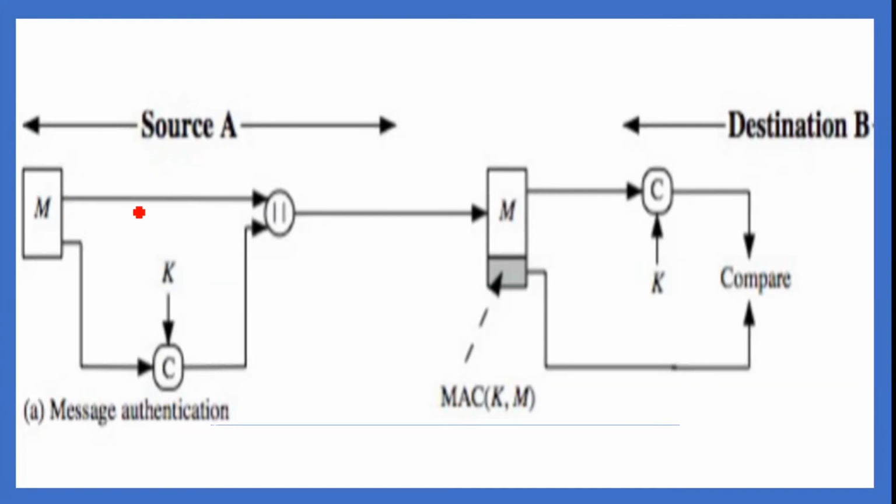He sends the message in plain text, but along with the message, he concatenates one more thing, and this is that thing. What is that thing? That is called the message authentication code. I'll repeat. Along with the message, the source concatenates the message authentication code and sends it to the destination. How does he make a message authentication code?